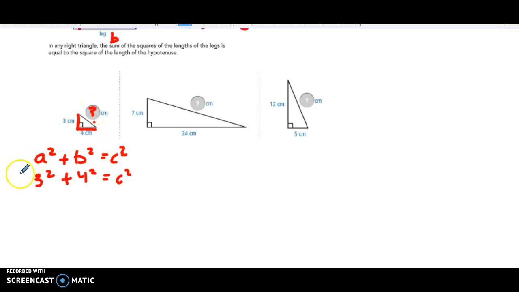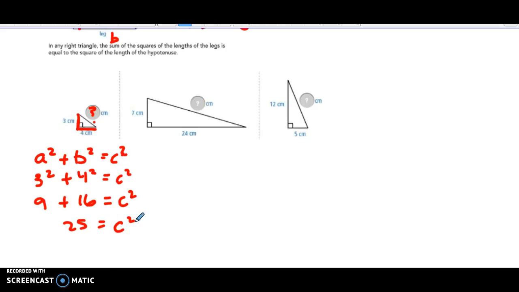So I wrote my formula, I substituted, now I simplify. 3 squared means 3 times 3, which is 9, plus 4 squared, which means 4 times 4, which is 16. C squared, I still don't know. But I can continue simplifying by adding. 9 plus 16 is 25.